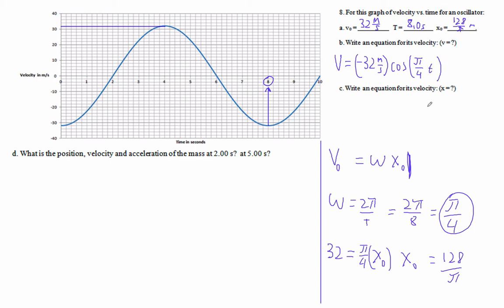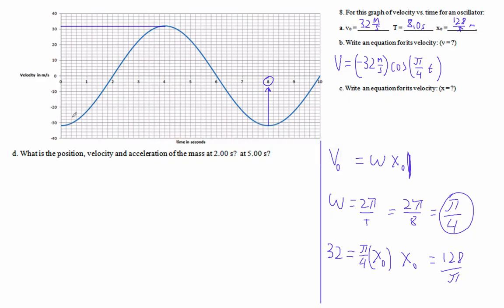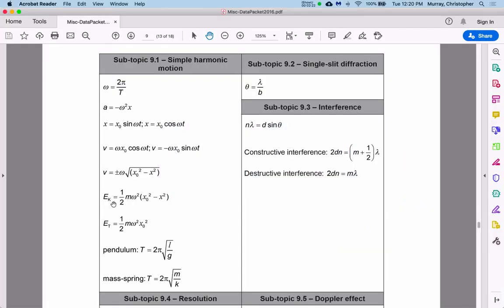And these equations are coming from the data packet like this. Only, there's no equation for negative cos. I'm just throwing the negative in there because this looks like a negative cosine. But notice that it's negative omega x naught, or whatever that maximum velocity, cos omega t.